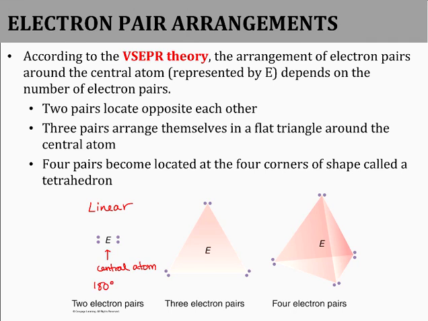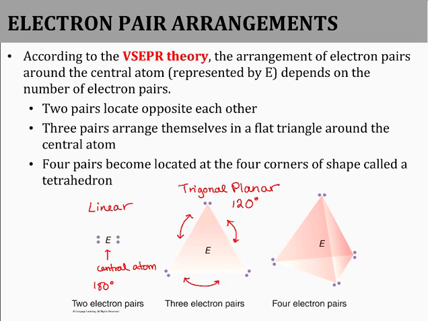And then if we have 3 pairs of electrons around the central atom, that's going to form a flat triangle, which we said was called trigonal planar. And the angle between each of these groups is 120 degrees. So between the top and the bottom, those are all 120 degrees.